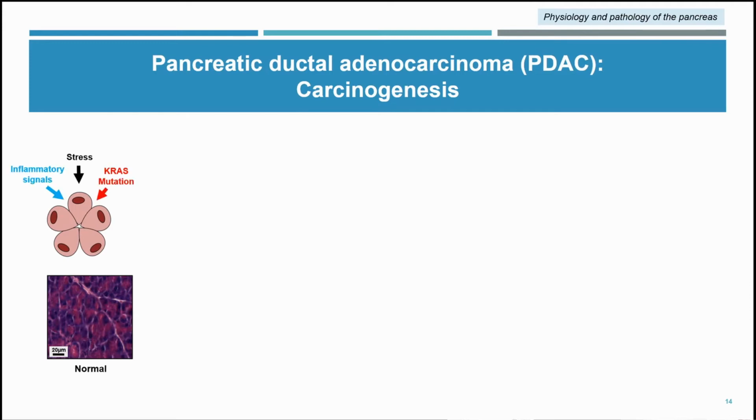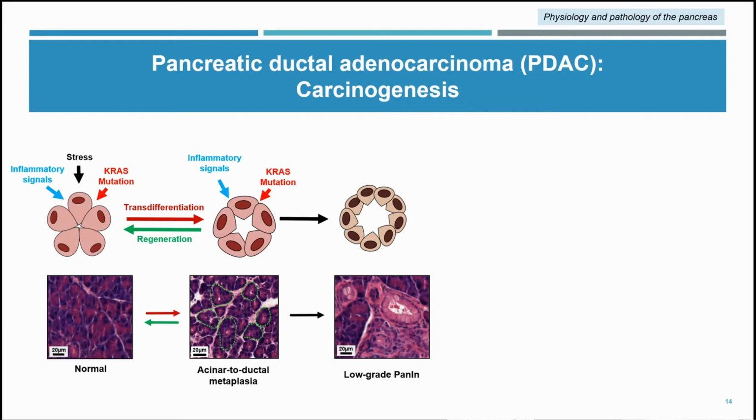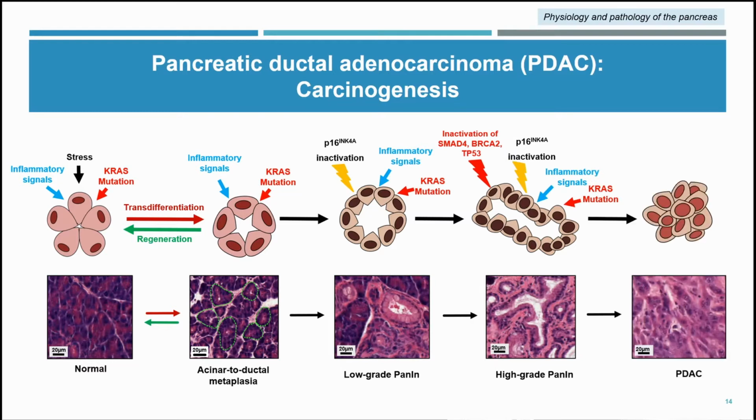So under inflammatory signals, stress, and the activation of KRAS mutation, normal acinar cells undergo transdifferentiation into acinar to ductal metaplasia. In case the inflammatory signal continues, this process becomes irreversible, and the cells progress to low-grade pancreatic lesions. In addition to the inflammatory signal, the loss of tumor suppressor genes further exacerbates this progression towards a higher degree of lesions until we end up having a carcinoma in the pancreas.